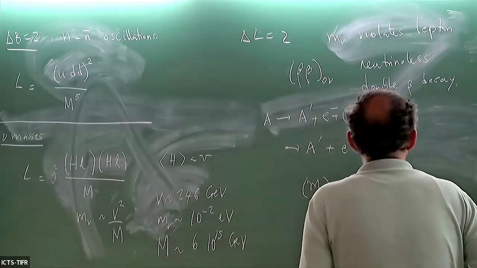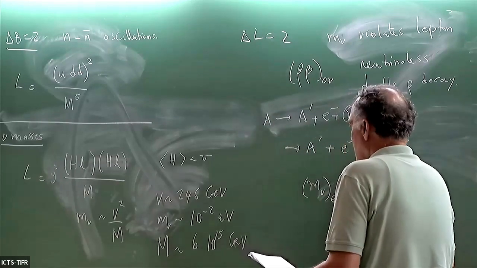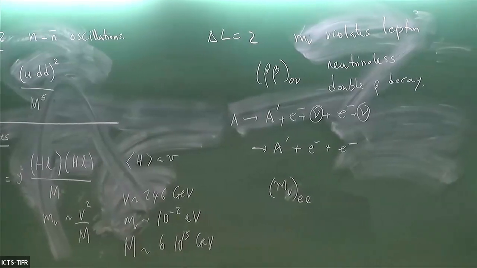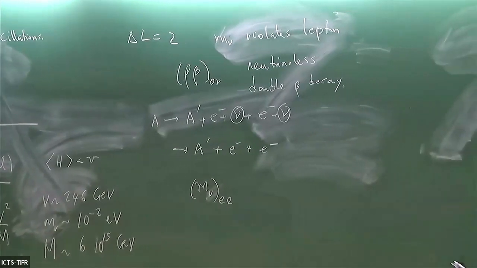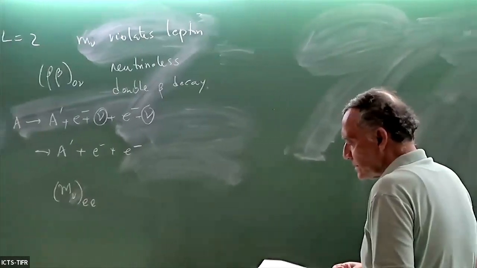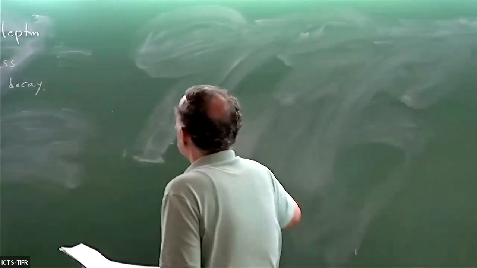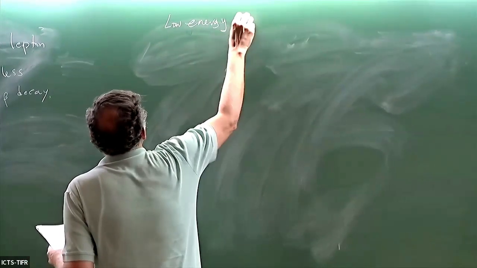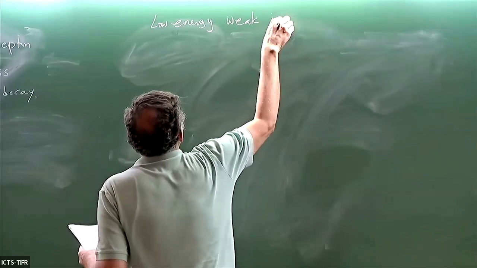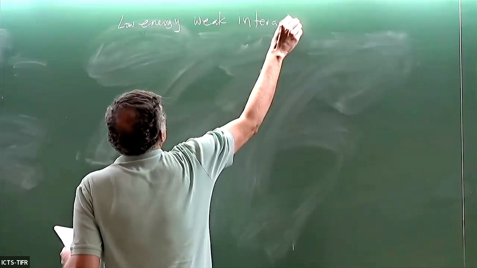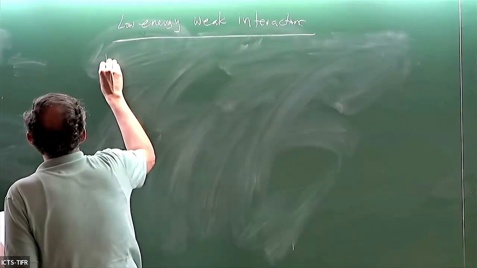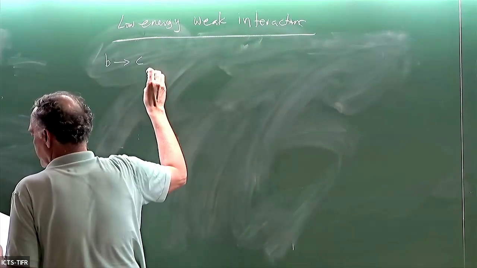Okay, so let me now discuss one example of what's called a matching condition, but at tree level, just so you get some sense of what's done. So this is the weak interactions, the low energy weak interaction. So for example, I could look at B to C E nu.